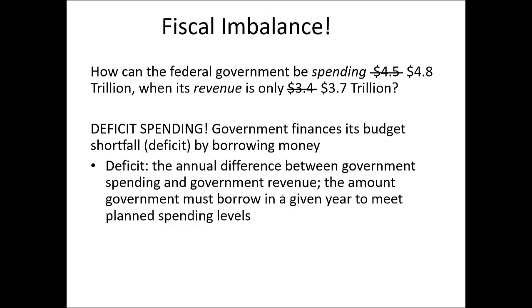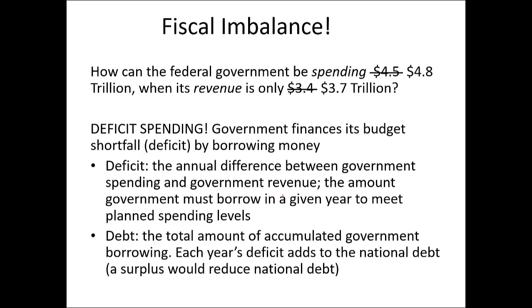What is the deficit? It's the annual difference between spending and revenue, and that's roughly speaking the amount the government has to borrow in a given year, although in actuality the government usually borrows more than this because the budget is not quite an accurate representation of what the government's actually doing. But roughly speaking, that's the amount the government's going to have to borrow every year. The debt then would be the total accumulated borrowing over time.